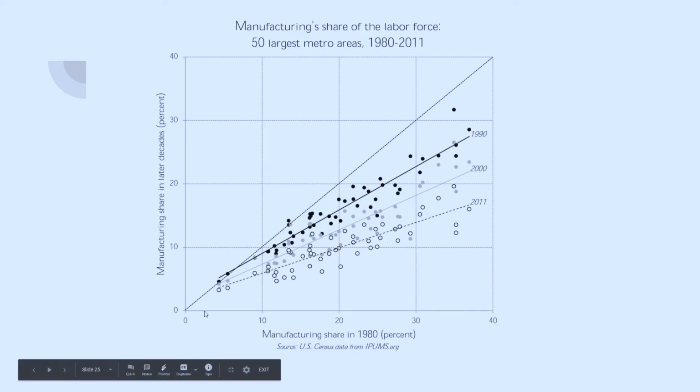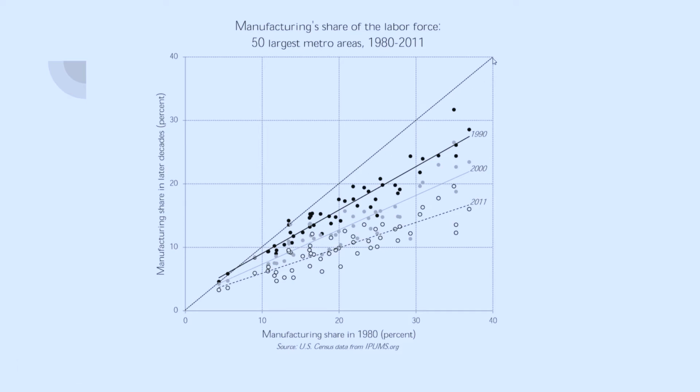And you can see this dotted line going perfectly from 0,0 to the top right. That is the line at which you would have the same level of manufacturing in 1980 as in later decades. If it's above that line, it actually went up, so manufacturing share increased over those decades. And if it's below that line, it means that manufacturing's share of the labor force decreased from 1980 to 2011.